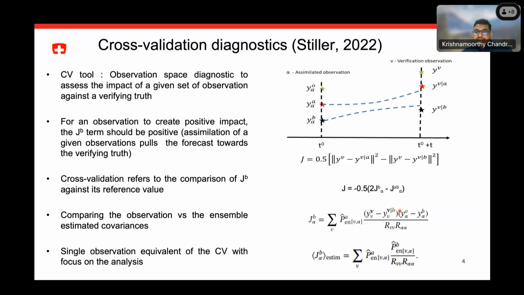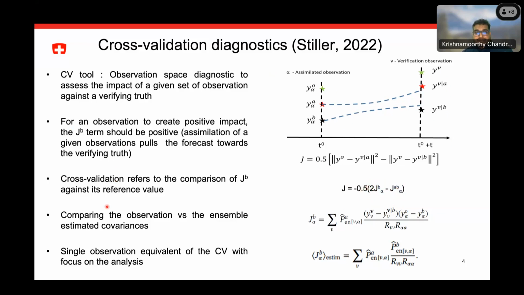The formulation results in the sum of two terms, J_B and J_A, with subscript A. We are more interested in the J_B term, and we want this J_B term to be positive, which means that the assimilation of a given set of observations actually pulls the forecast towards the verifying truth.